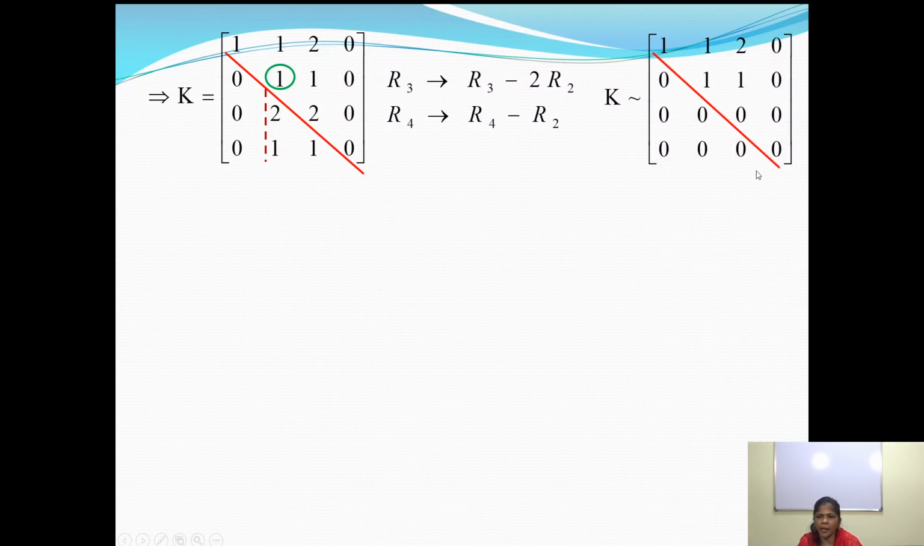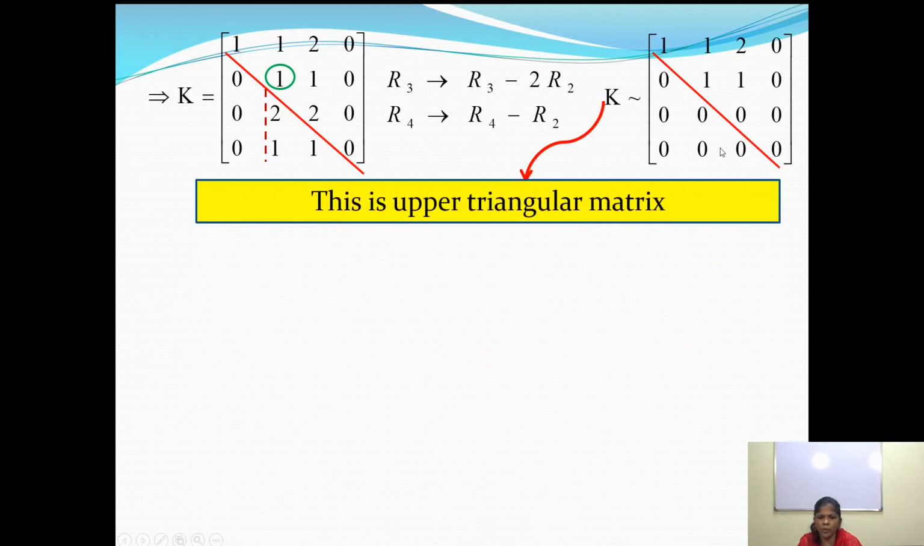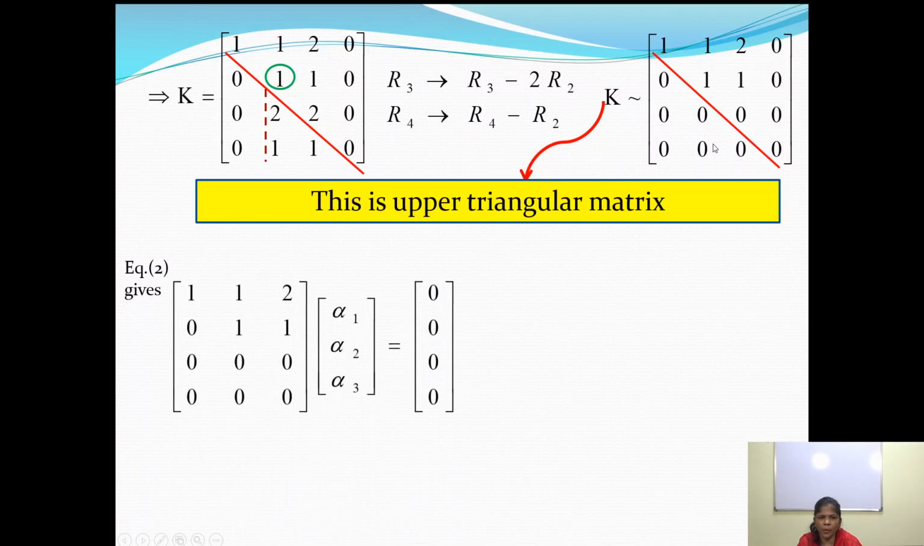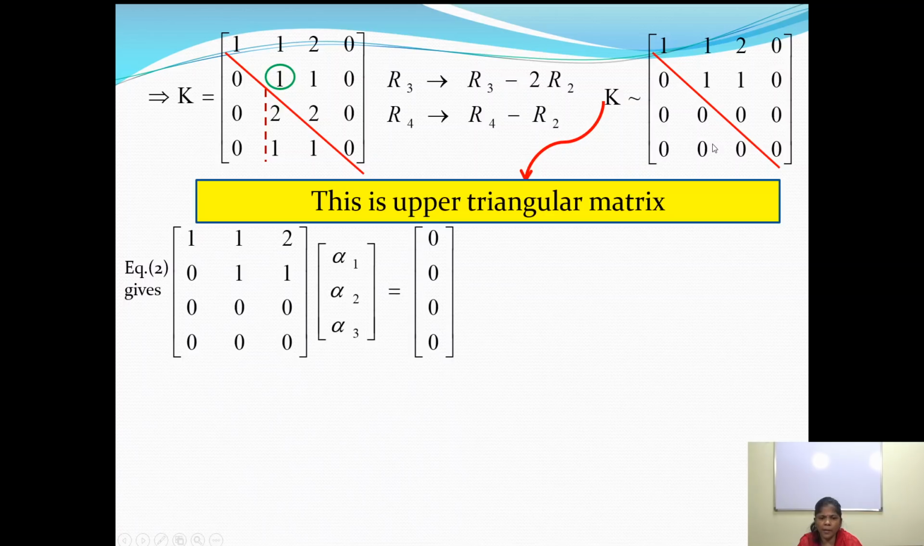Again identify diagonal elements. So what we find here, all elements below the diagonal are 0. So this is upper triangular matrix. So we will use this upper triangular form of the matrix in equation number 2. Recall equation 2 is Ax is equal to B. So A is nothing but the part of this other than the last column. So that is A. Okay, this much part. Then alpha 1, alpha 2, alpha 3 equal to the last column will be B.